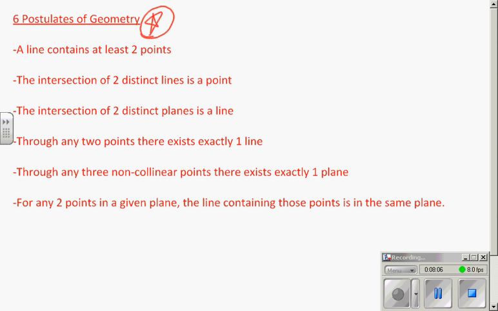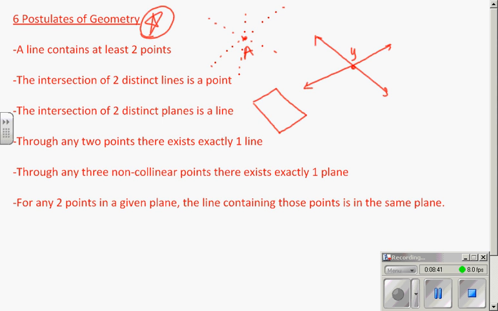These 6 postulates kind of make up geometry. They make things behave the way we want them to. A line contains at least 2 points. If I had A and I wanted to talk about the line through A, there are actually an infinite number of lines that make this up. So there's no way of knowing for sure what line I'm talking about. The intersection of 2 distinct lines is a point. If I have 2 lines out here, I need to know that they intersect in a point in the middle.